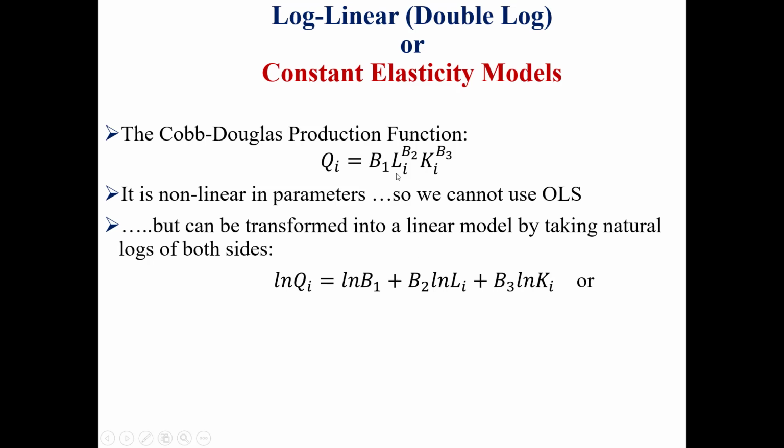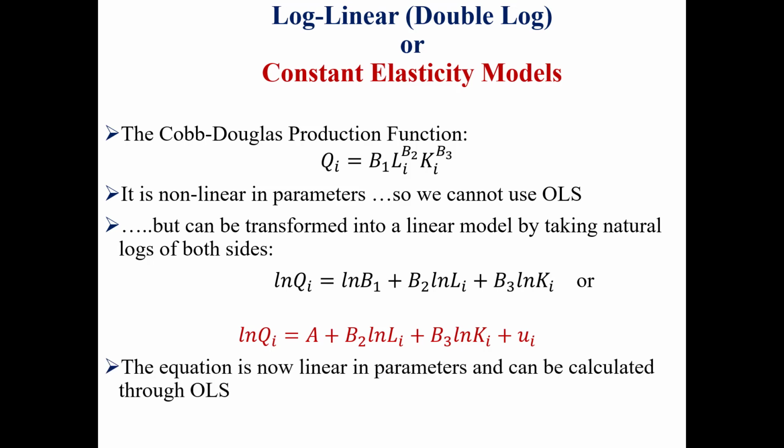Now whenever you take the log of something written with a power, you can bring the power down and write it as a multiple of the log of the function itself. Like ln of Li power b2 can be written as b2 into ln of Li. Similarly, Ki power b3, when the ln of this function is taken, can be written as beta 3 ln of Ki. Or we can write it as ln of Qi equal to ln of b1, which could be replaced with a constant a, plus the remaining explanatory variables with these betas, and then the error term added to it. Now this form becomes linear in parameters compared to the initial Cobb-Douglas production function model. This linear model can now be estimated using OLS.